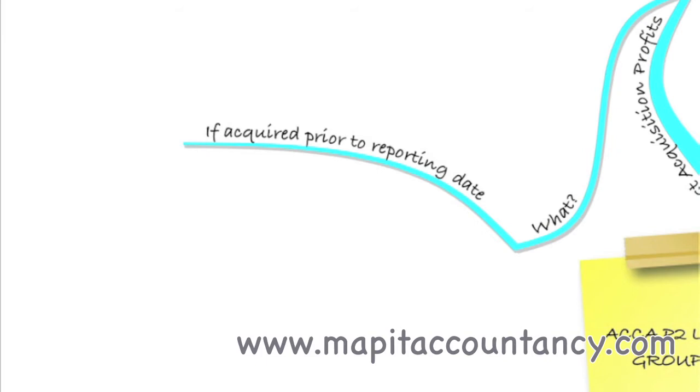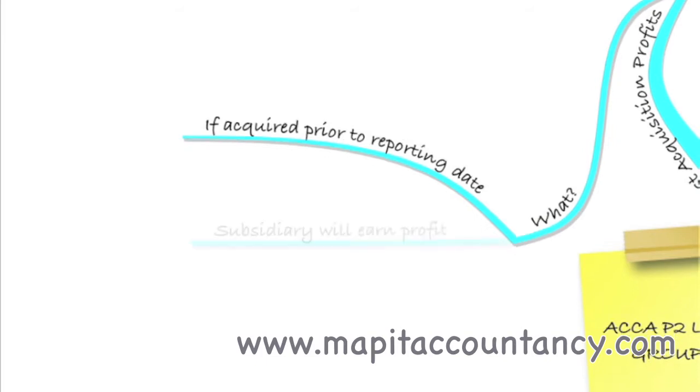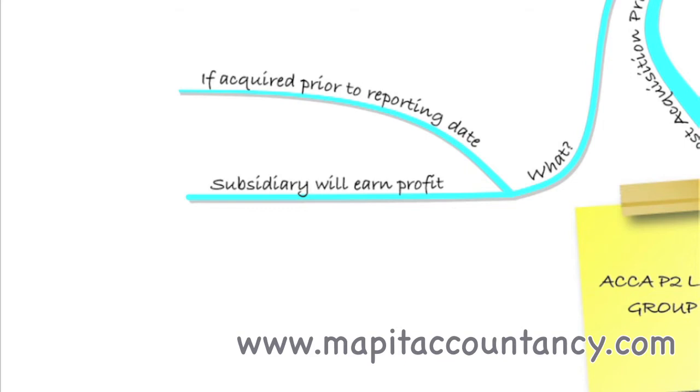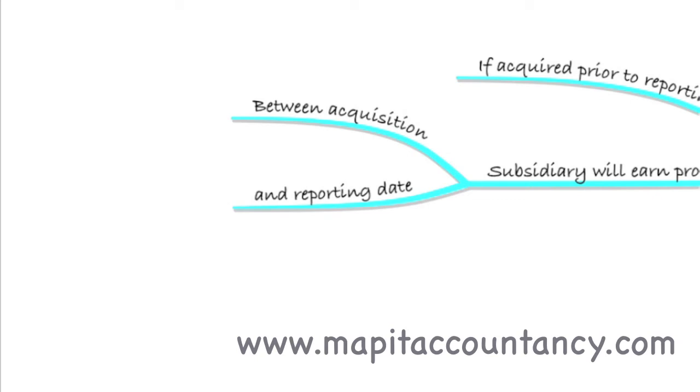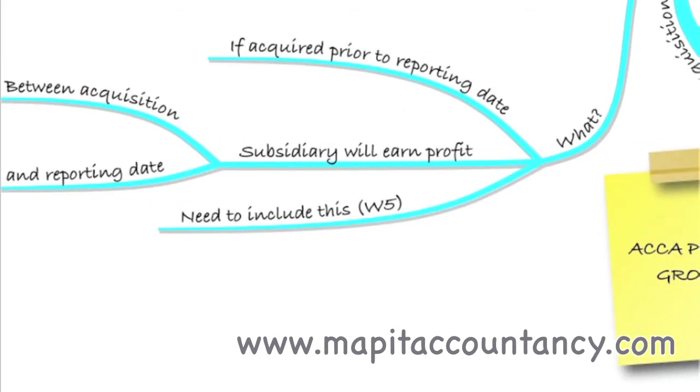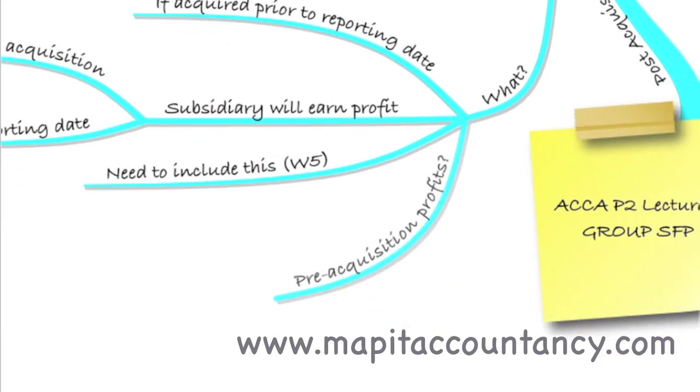But if we acquired the subsidiary prior to our reporting date, that means the subsidiary will have earned profit between the acquisition date and the reporting date. And we need to include this. We'll include that in working 5. Remember, working 5 is our parent's accumulated profit plus the percentage of the subsidiary's post-acquisition profit. So that's where we include that post-acquisition profit of the subsidiary.